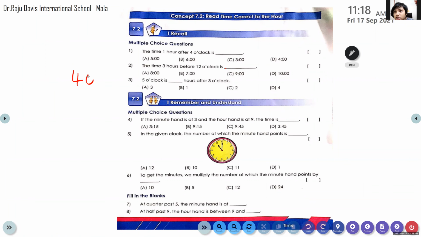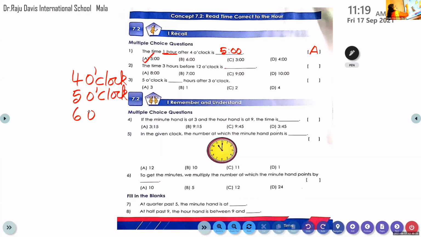So, page number 7. It is 4 o'clock. So 1 hour forward. You have to move 1 hour forward. What is that? 5 o'clock. Good. Put a tick mark on A. Write 5 on the dash, and write A in the bracket. So if it is 1 hour after, you have to go 1 hour forward. If it is 2 hours after, you have to move 2 hours forward.